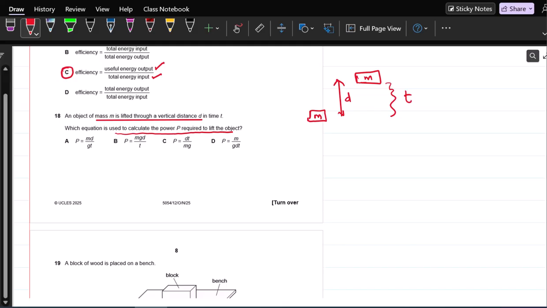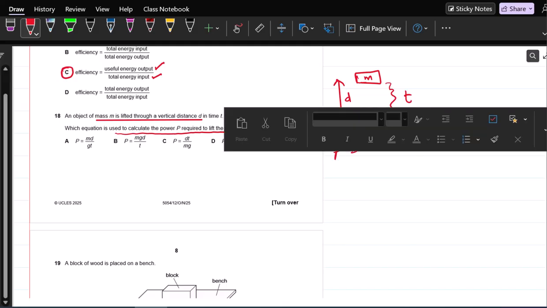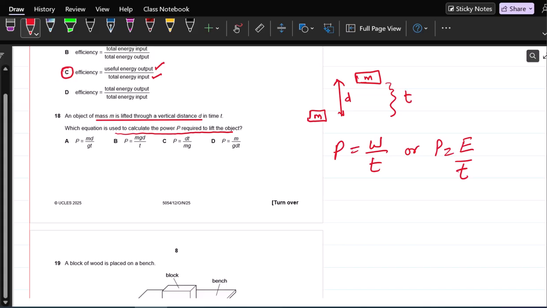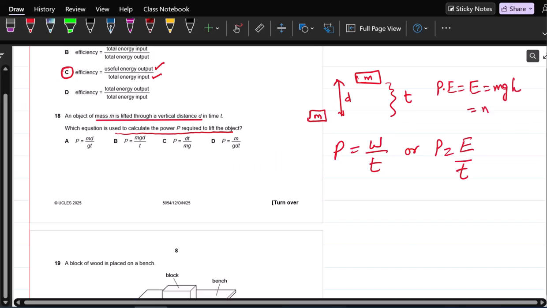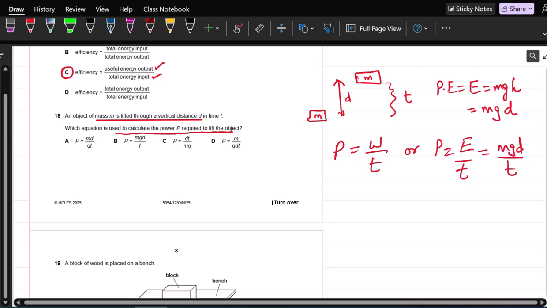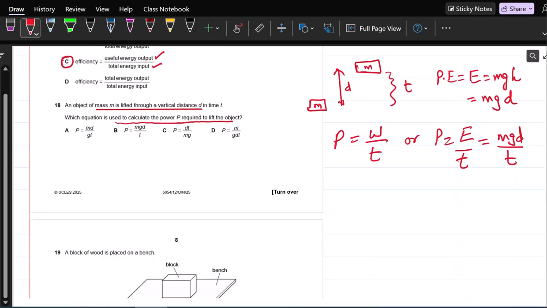So, dear students, power is equal to work over time, or power is equal to energy over time. Here the object is lifted, so we are going to use potential energy as our work, or you can say energy, which is equal to mgh. So h is the distance d, so it will be mgd over t. So we have this option. Question number 18 is going to be B option. Hope this is clear, dear students.